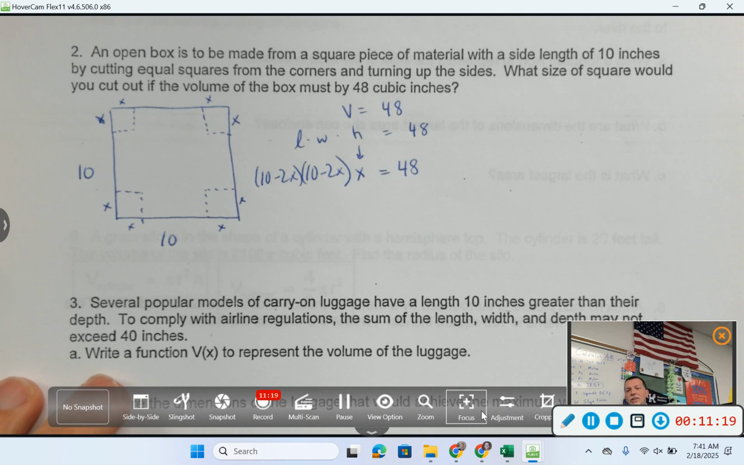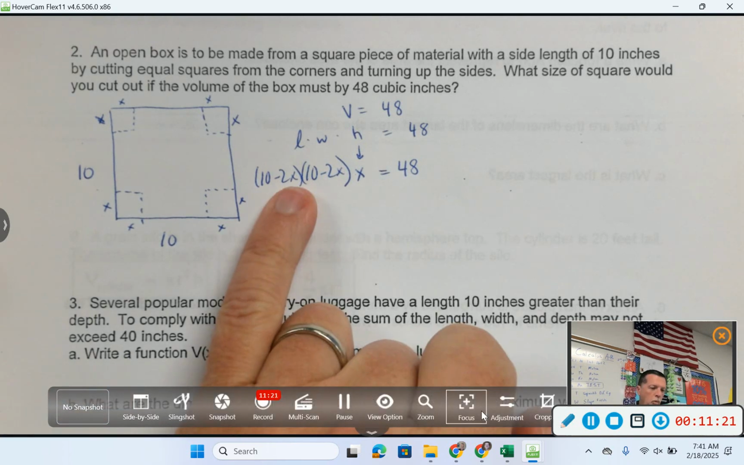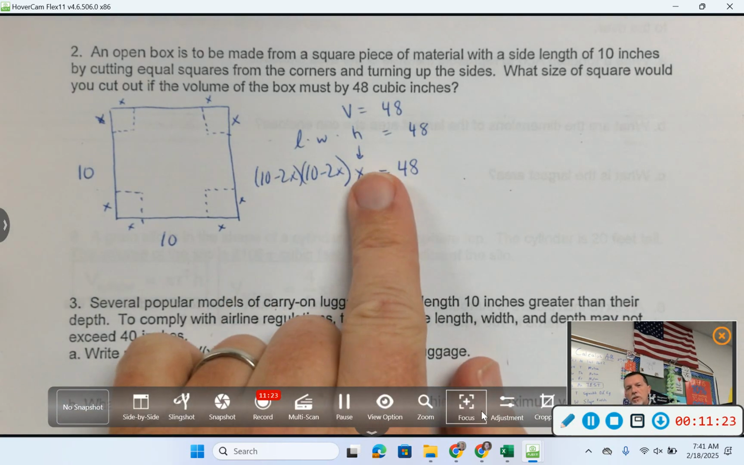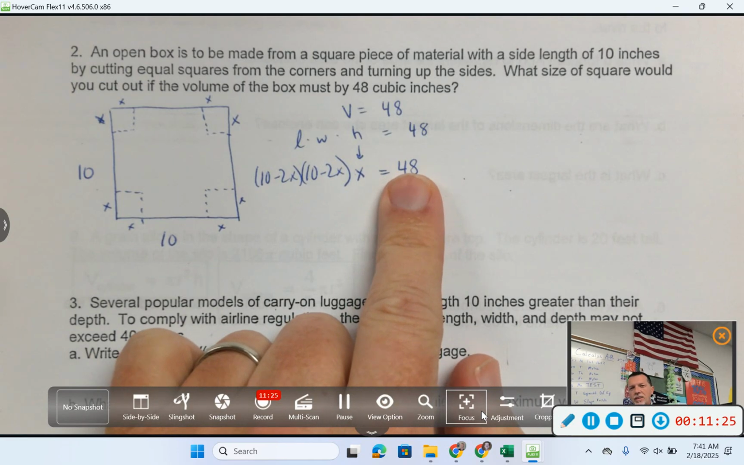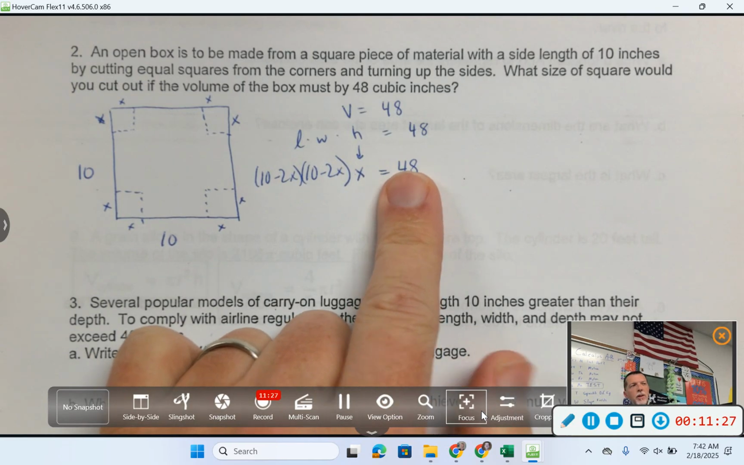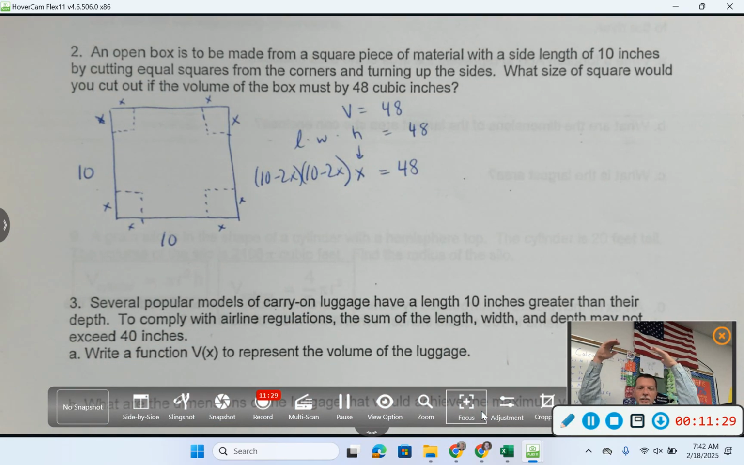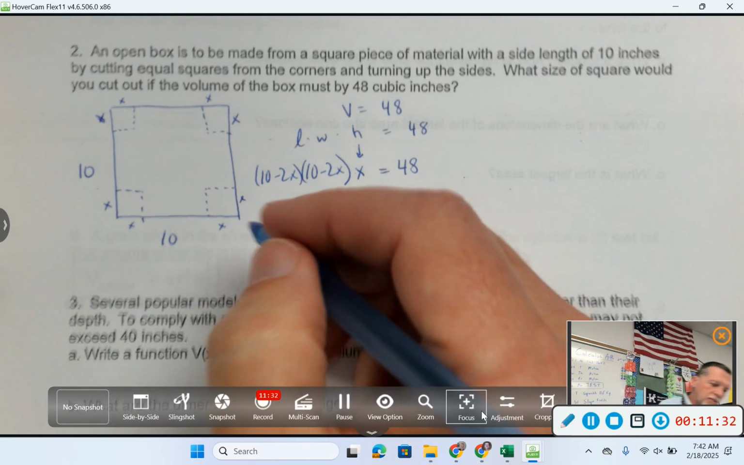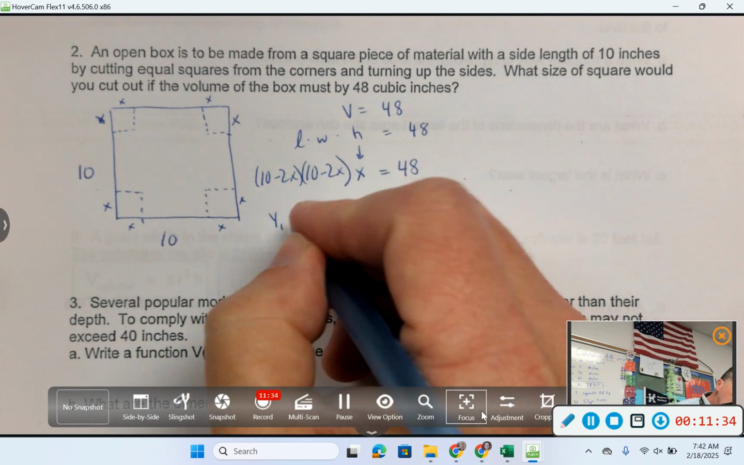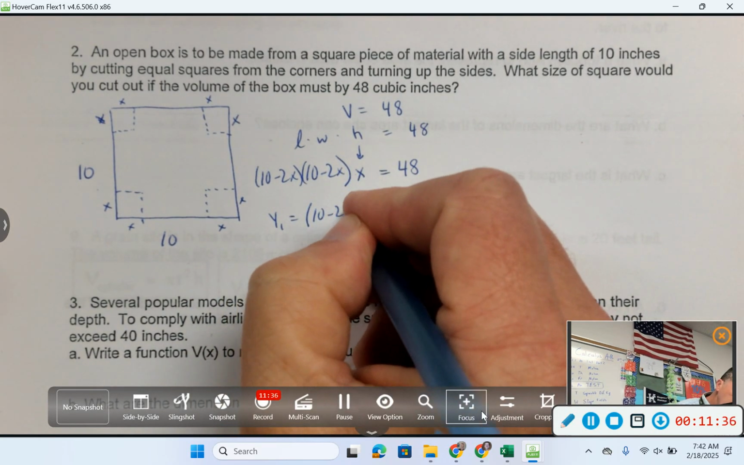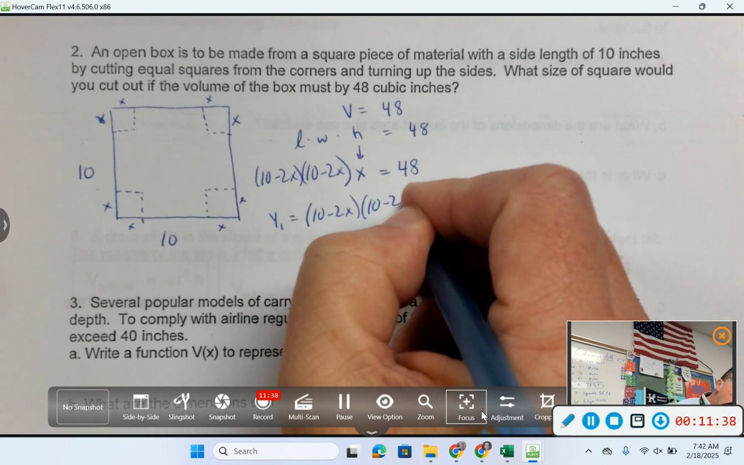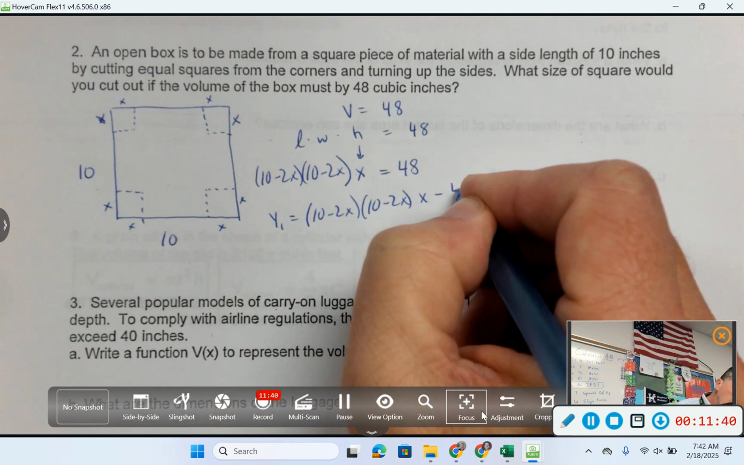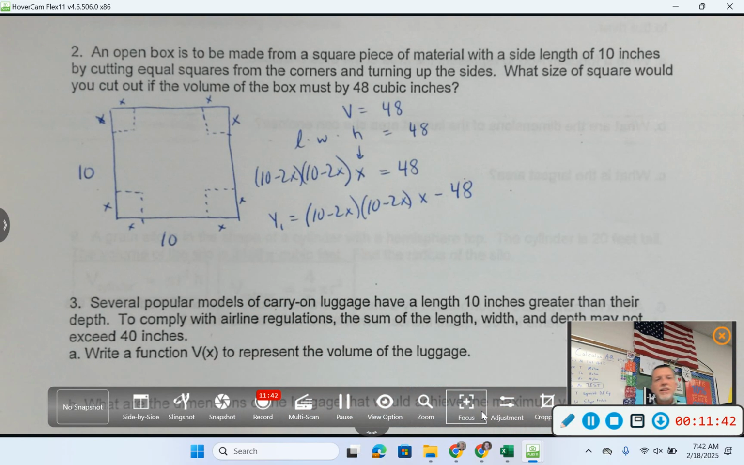So again, you could put one of those in for y1 and one of those in for y2 and look to see where they intersect. But then you have to be playing with your window to figure out how high is 48 and where it is. It's much easier to just move the 48 over. And again, since we're using the calculator, we don't need to multiply all that out. We can let the calculator do that.